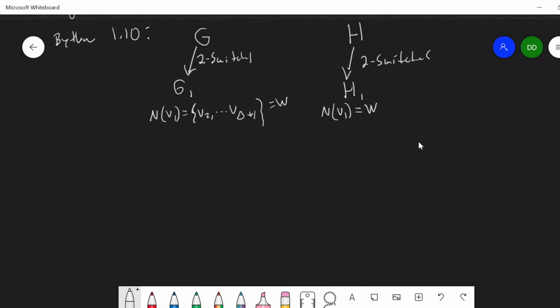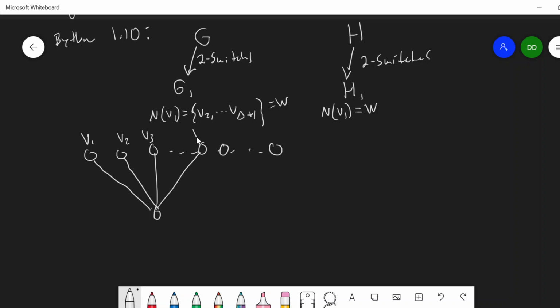So remember, this doesn't mean that the two graphs are the same yet. So maybe G looks something like this, or both of our graphs have this sort of general idea going on, right? They're adjacent to all these first few vertices, and then not adjacent to the rest. Maybe I'll draw one more, so that's not adjacent to that one. v1 is adjacent to v2, v3, up through v delta plus 1, and not adjacent to the rest of them.